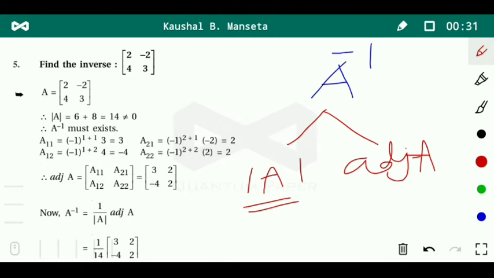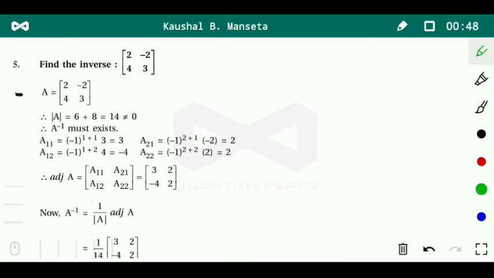So determinant of A equals 3 twos are 6, minus minus plus 4 twos are 8, so it gives 14, which does not equal 0. Therefore A inverse must exist. Next we have to find adjoint of A. Okay, so for finding adjoint of A, first we have to find out cofactors.